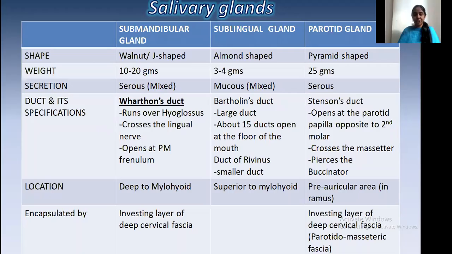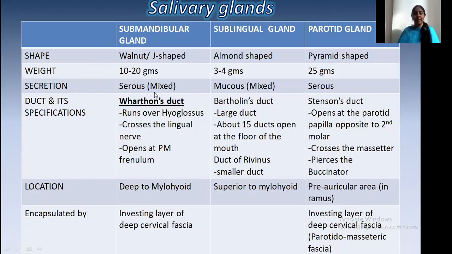Moving on to differentiation between submandibular, sublingual, and parotid gland. Submandibular gland is walnut or J-shaped. Sublingual gland is almond-shaped. Parotid gland is pyramidal in shape. Kindly note down this tabular column, students. Weight of submandibular gland is 10 to 20 grams. Sublingual is 3 to 4 grams and parotid is 25 grams.